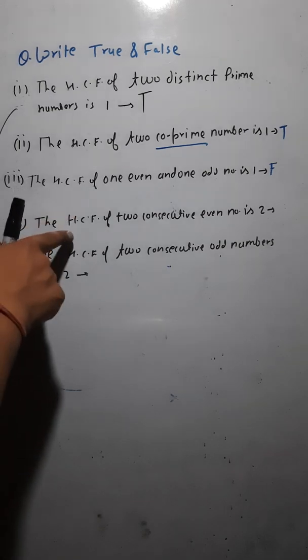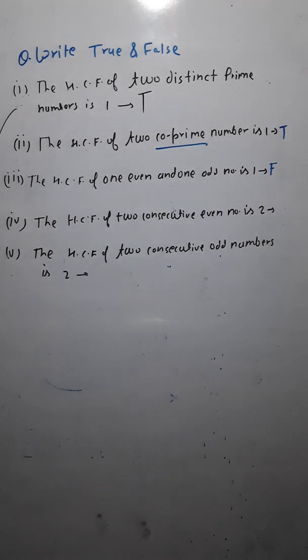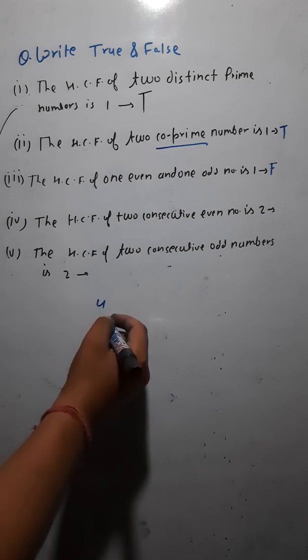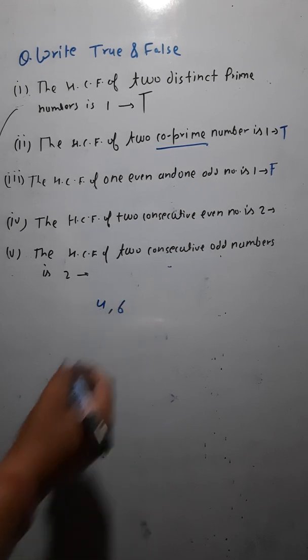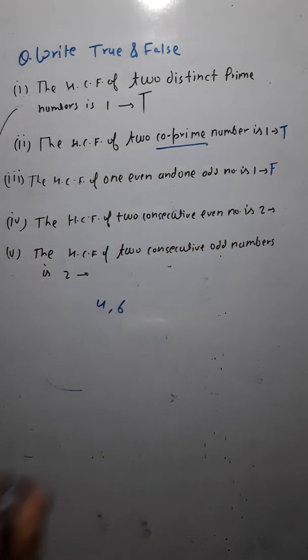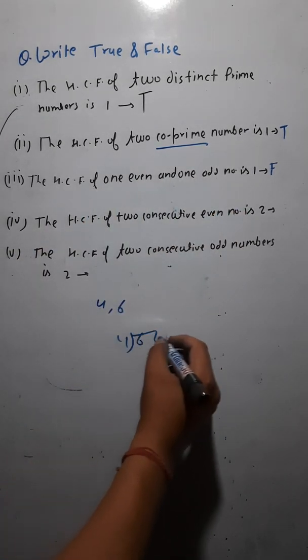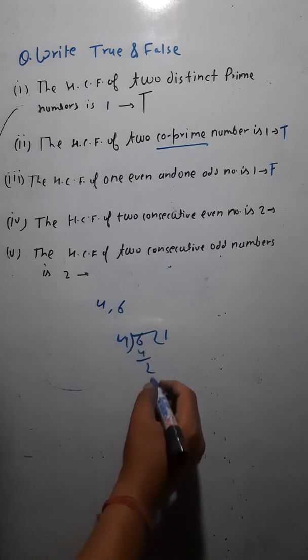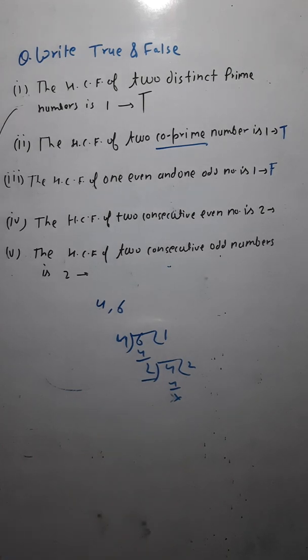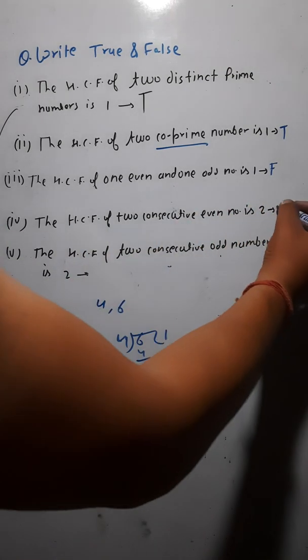The HCF of two consecutive even numbers is 2. Consecutive even numbers means one after another. Let's say the first even number is 4 and the next even number after 4 is 6. These are two consecutive even numbers. Now we have to check whether their HCF is 2. Divide 6 by 4, the remainder is 2. Now divide 4 by 2, and the HCF is 2. So the statement is true here.